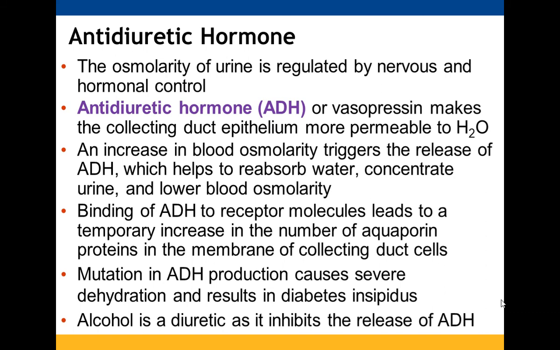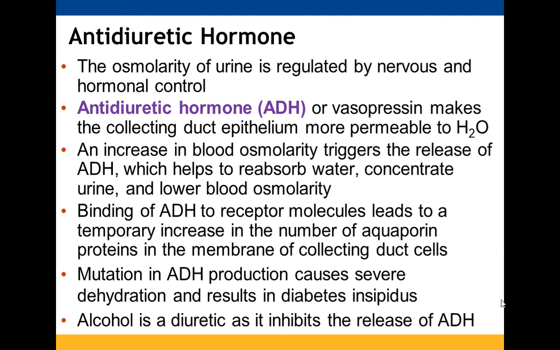So the urine's osmolarity is regulated by both hormones and by the nervous system. ADH, also known as vasopressin, antidiuretic hormone, makes the collecting duct epithelium more willing to transport water into that interstitial fluid. So if the blood osmolarity, not the kidney osmolarity, not the kidney interstitial fluid osmolarity, but if the blood osmolarity increases, ADH will be released. This helps to reabsorb water. So that's going to make your urine more concentrated. And eventually, as that water moves into the blood, it is able to reduce the osmolarity of your blood.